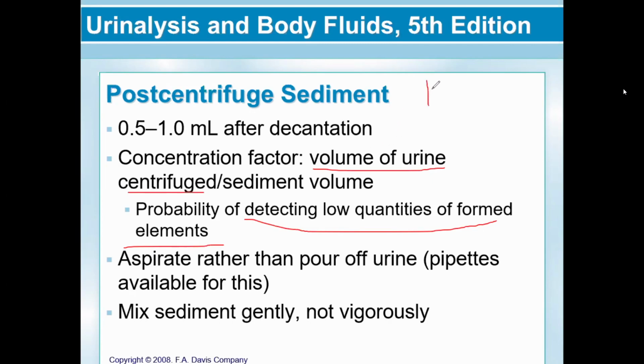So for example, if the volume of the urine is 12 ml, and the sediment volume is 0.5 ml, that will give you 24, okay? A concentration factor of 24. Ibig sabihin, malaki yung chance na makadetect tayo ng mga low quantities of formed elements. There's a big chance for us to detect formed elements that are in low quantity doon sa urine natin, okay?